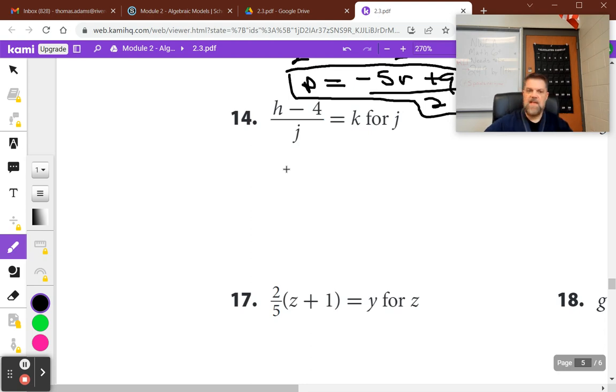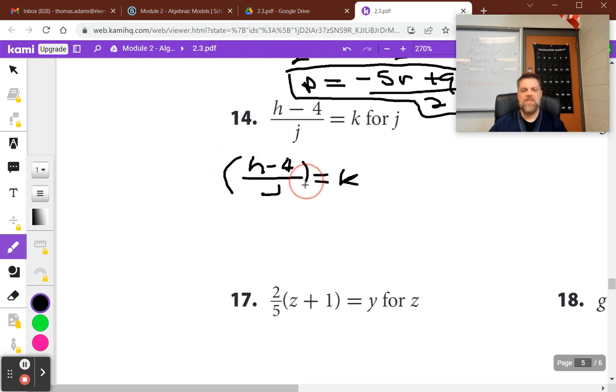All right, more of the same. We're going to say h minus 4 over j equals k. Now, I don't know if you guys realize this. This is really easy if you have a proportion. Well, let's just do the math.